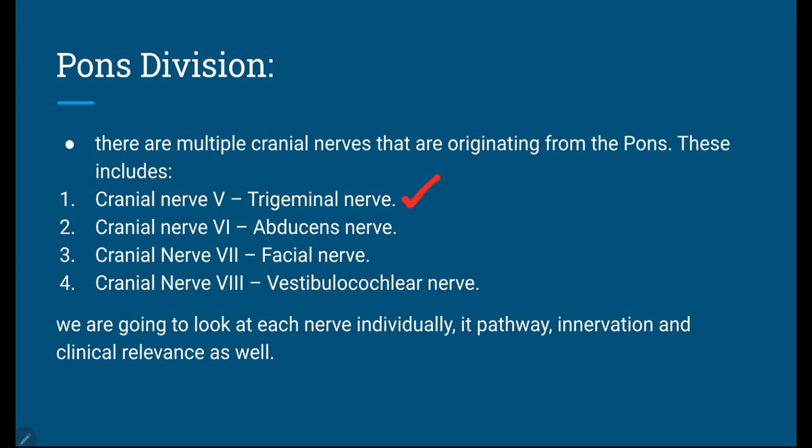One of them is cranial nerve number 4, which is the trigeminal nerve. Number 5, which is a trigeminal nerve. Number 6, which is the abducens nerve. Number 7, the facial nerve. And number 8, the vestibulocochlear nerve. And we are going to look at each nerve individually, its pathway, innervations, and the clinical relevance as we proceed.